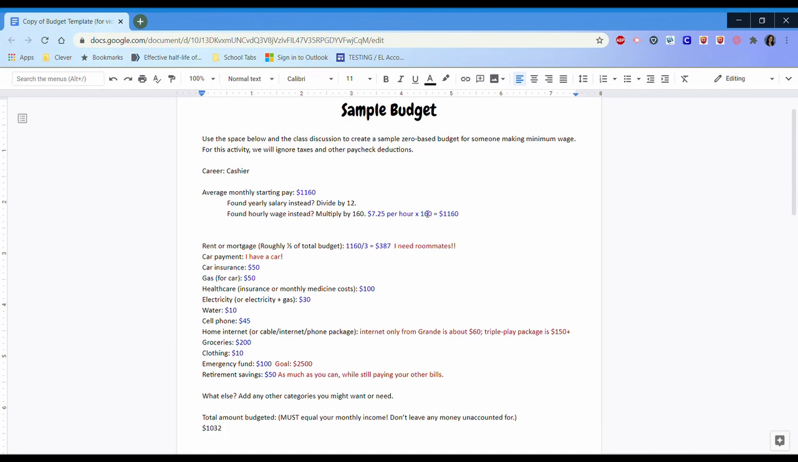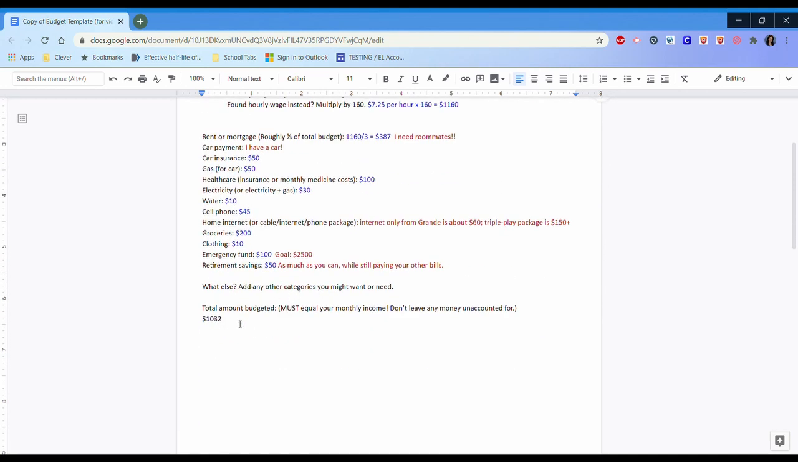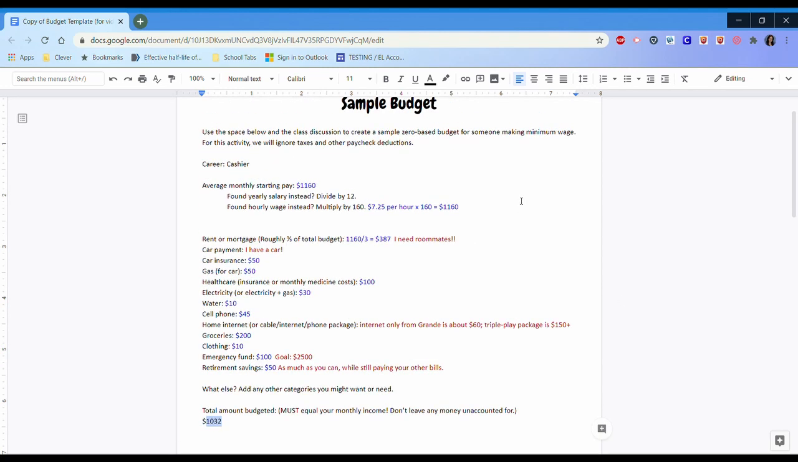Now, some things to keep in mind. Again, if you're actually making minimum wage, you are not going to get $11.60 per month to spend, because they're going to take taxes out and they're going to take out Social Security and they might take out your health plan and whatever. So we may have already gone over budget here in reality. But again, since we're ignoring that, we have a little bit of money to play with.